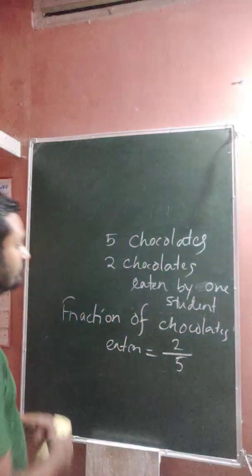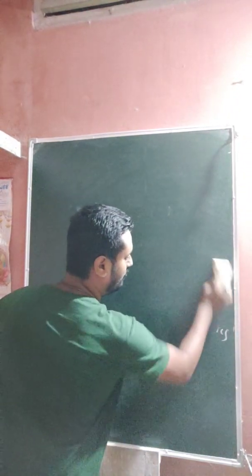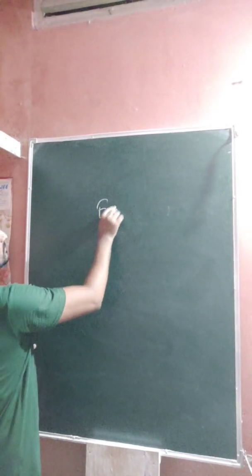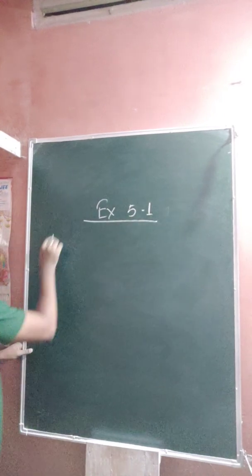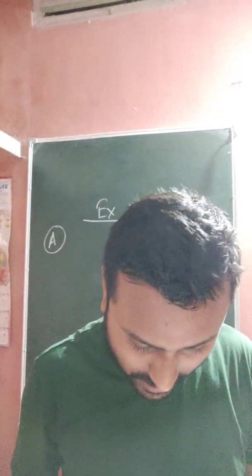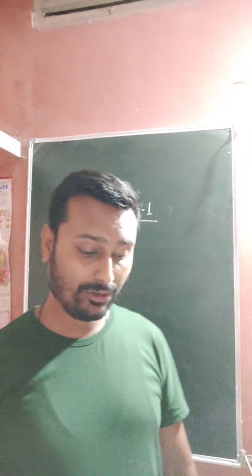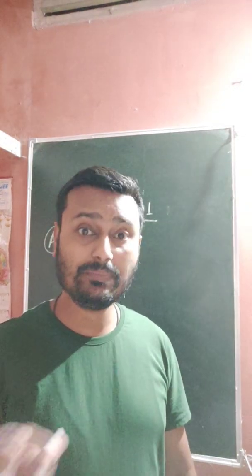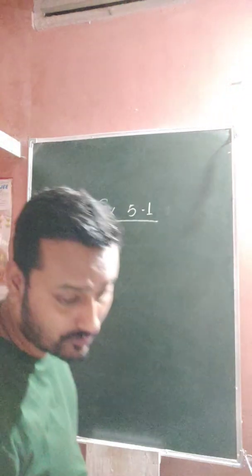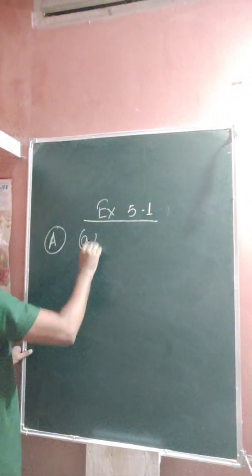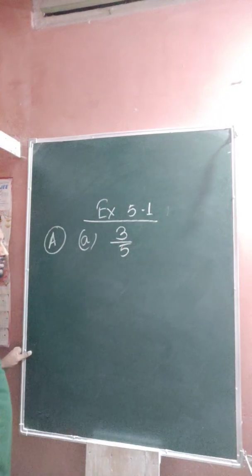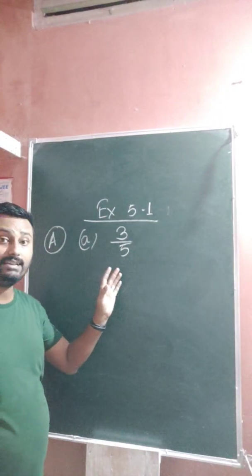Okay, so now come to exercise 5.1. Exercise 5.1 is very easy. Question number A. It is given: represent the following fractions in your notebooks using any plain geometrical shape. So some fractions are given to us. We have to use some geometrical shape to represent that fraction. Very easy. Suppose the first one is 3 by 5. We have to represent this fraction geometrically.